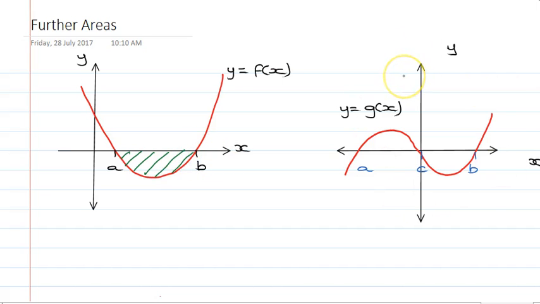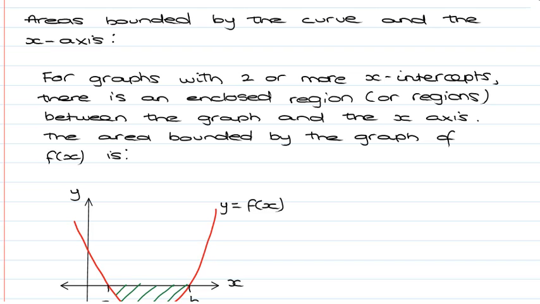On this graph we have the same situation. The x-intercepts A, C and B have created areas bounded by the curve and the x-axis. We're going to look at some scenarios. Let's write some notes down. This is for scenario 1, which was the first graph.